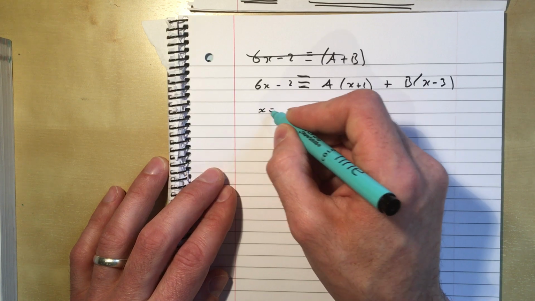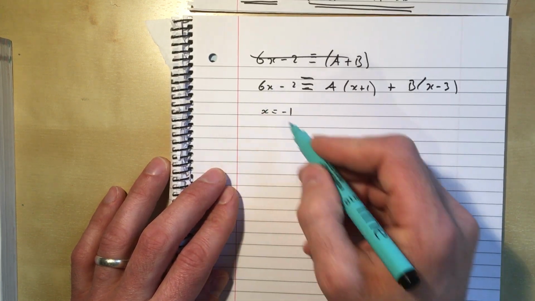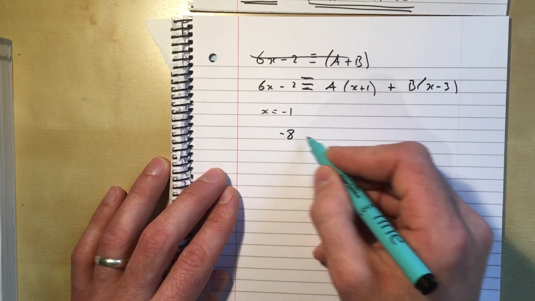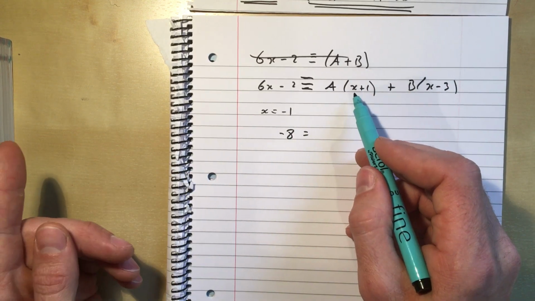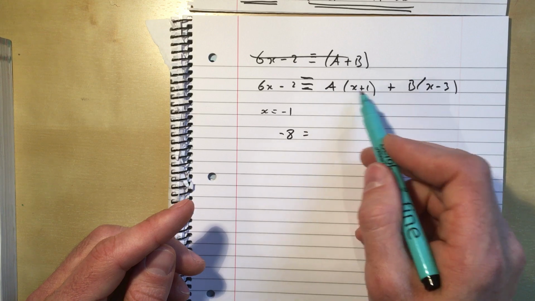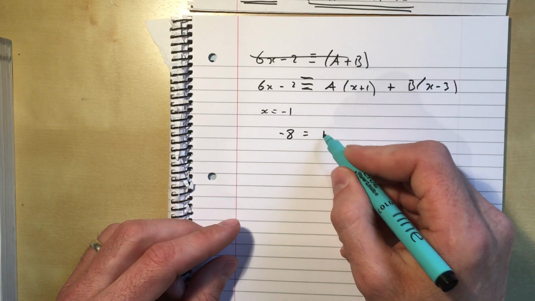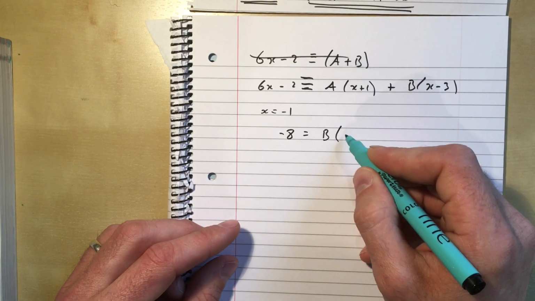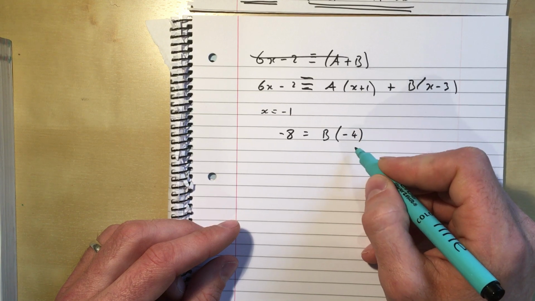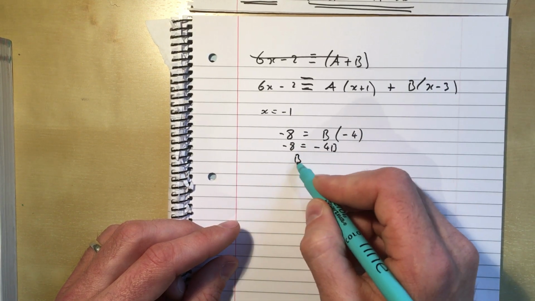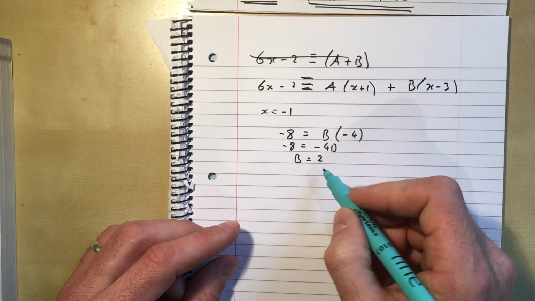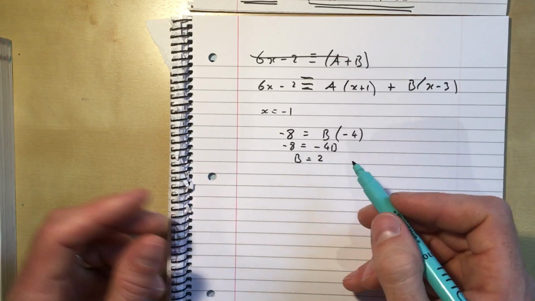Let's say, well, what happens if x equals minus 1? Well, on this side, I get minus 6 minus 2, so I get minus 8. On this side, I get minus 1 plus 1, which is 0, so that term vanishes out. I get b times minus 4. So minus 8 equals minus 4b, so b equals 2. Well, if that's all right, I've got a b, so that's lovely.